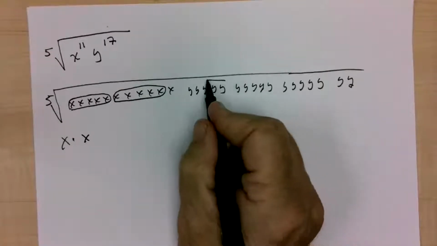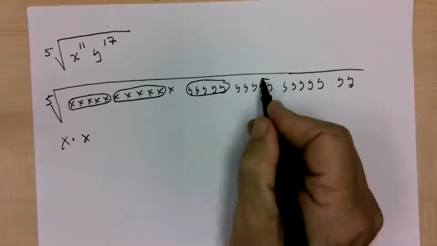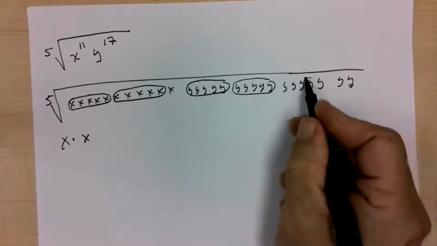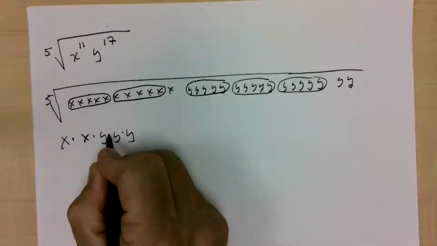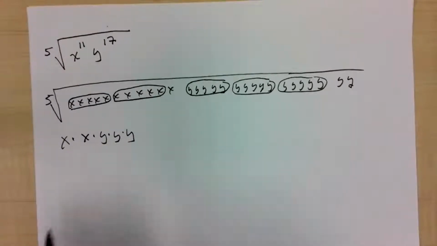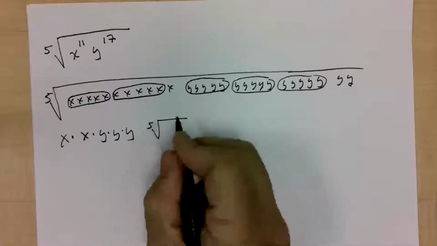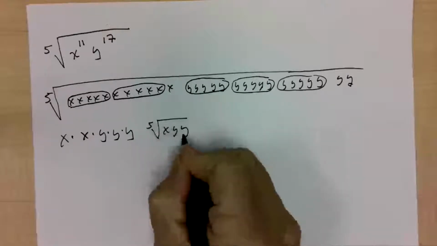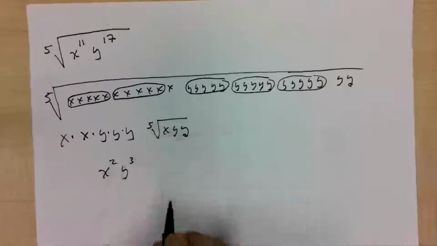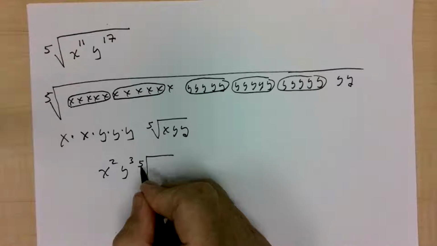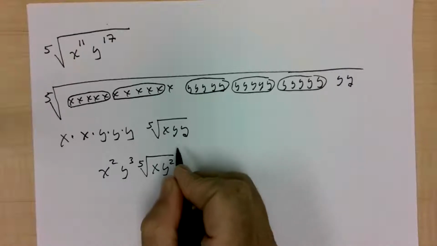Now I've got y to the 17th, 1, 2, 3, 4, 5. 1, 2, 3, 4, 5. 1, 2, 3, 4, 5. Y comes out. And who's left under the fifth root of x, y, y? So x squared, y cubed, to the fifth root of x, y squared is our final answer there. So you can see the process is indeed the same.